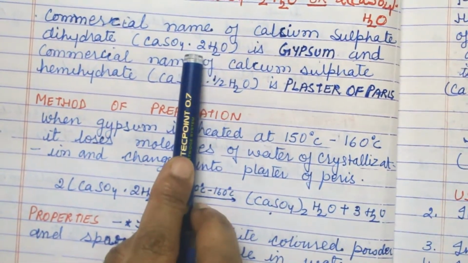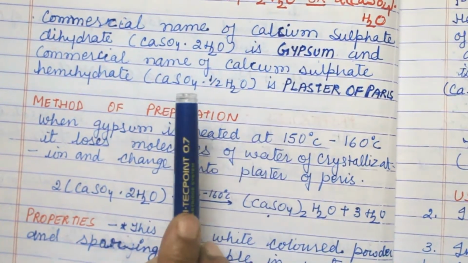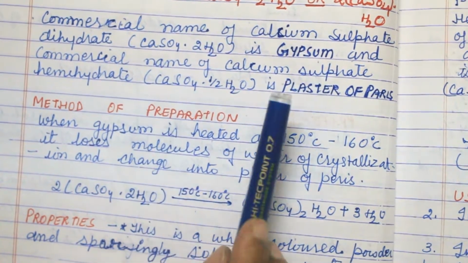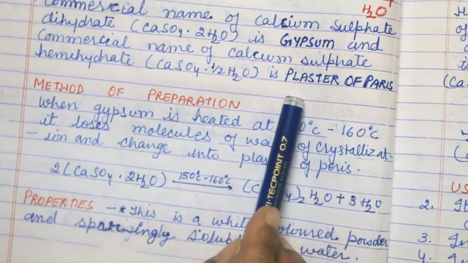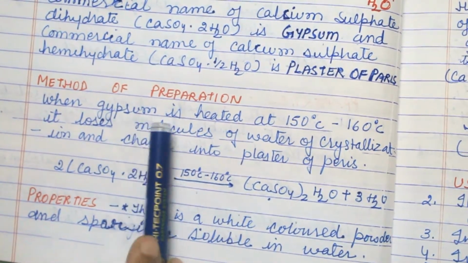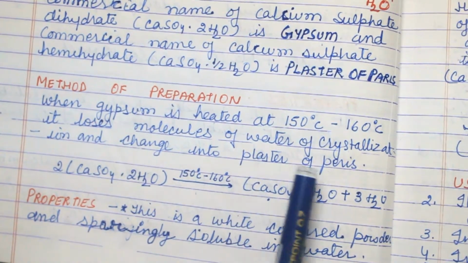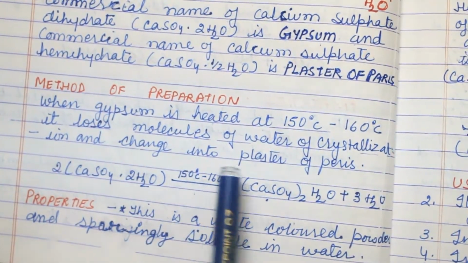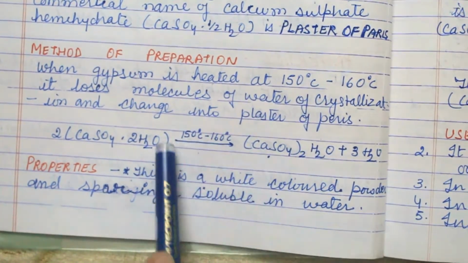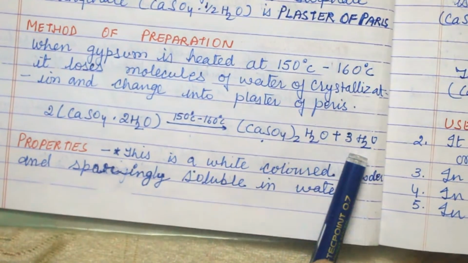When there are 2 molecules of water with calcium sulfate, it is gypsum, and when there is half a molecule of water with calcium sulfate, it is plaster of Paris. Now the method of preparation: when gypsum is heated at 150 to 160 degrees, it loses water of crystallization and changes into plaster of Paris. This is the gypsum. When it is treated with this temperature, it forms plaster of Paris with half a molecule of water.